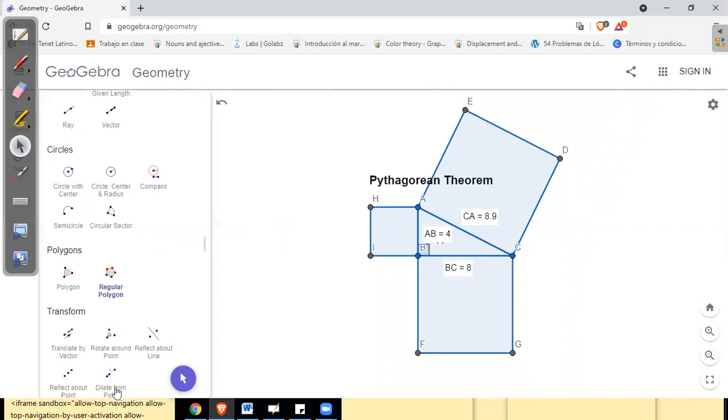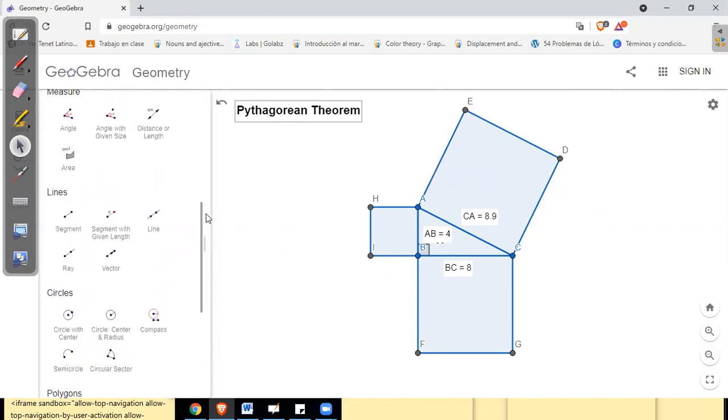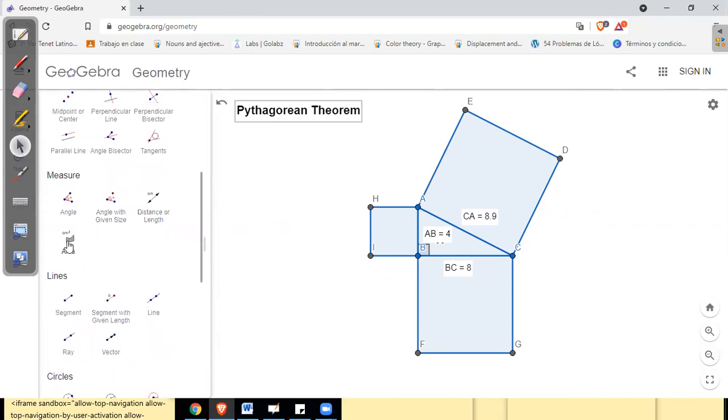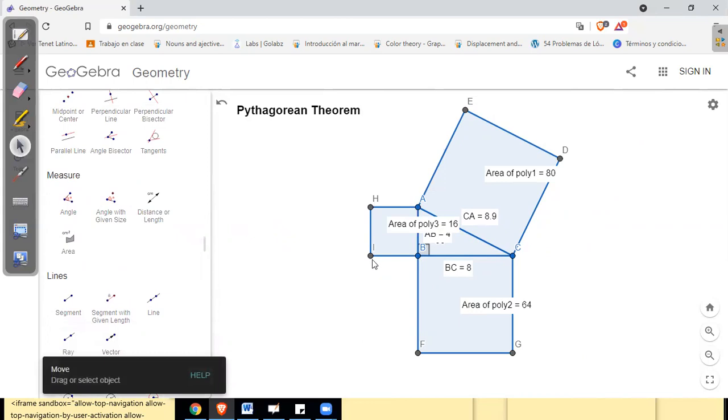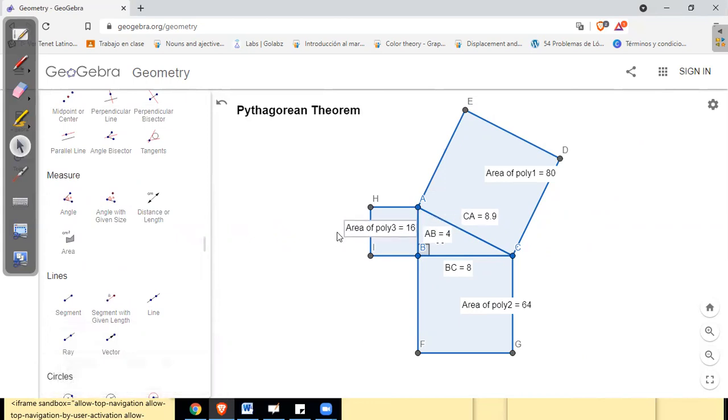Now we're going to find the area of each one of these. For this, we're going to move to measures again and area. Then click in the middle of each square. And as you can see, we have all the areas.